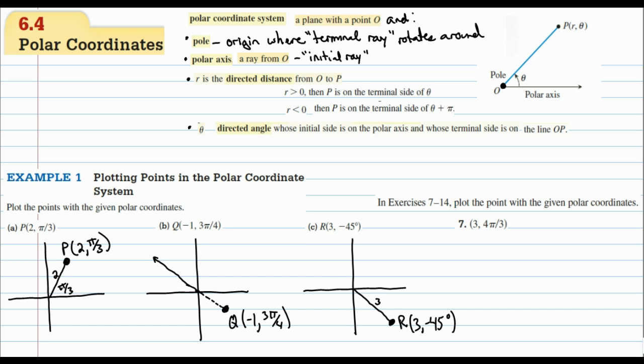Now try problem number 7, which is using a theta of 4 pi over 3. It is a positive r value, so the terminal ray lands in quadrant 3, and the point is also going to land in quadrant 3. So there is (3, 4 pi over 3). The distance of the point from the origin is 3.